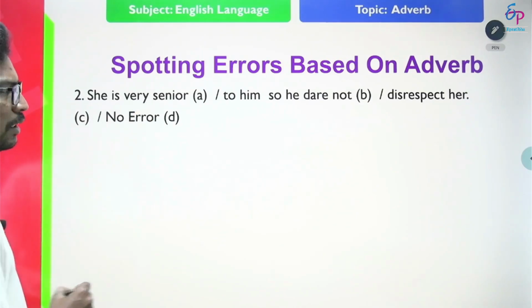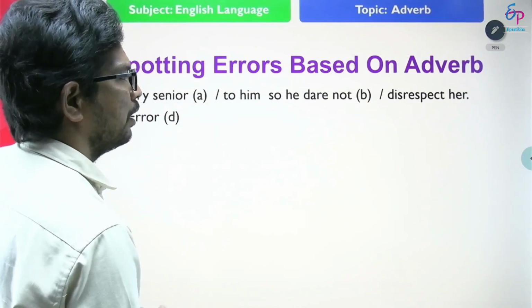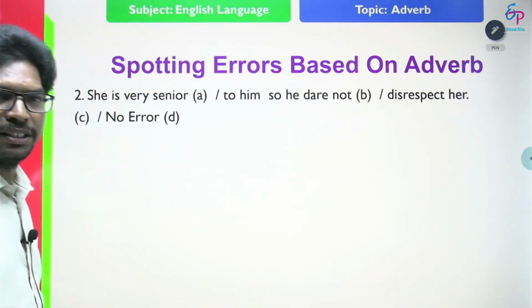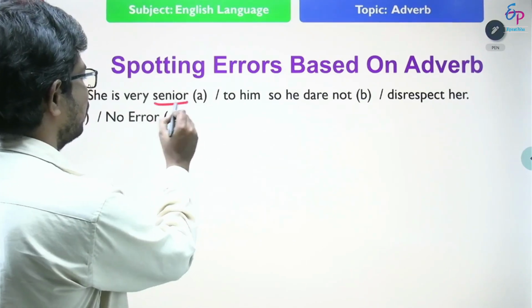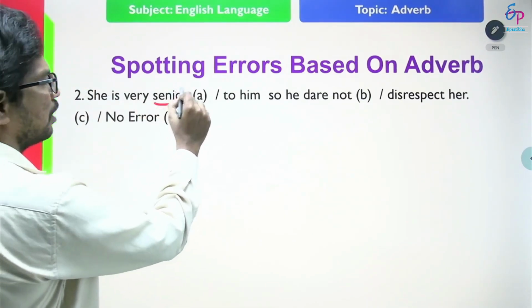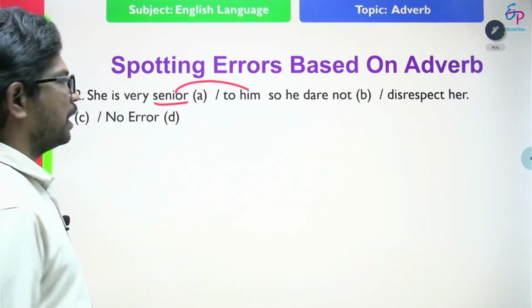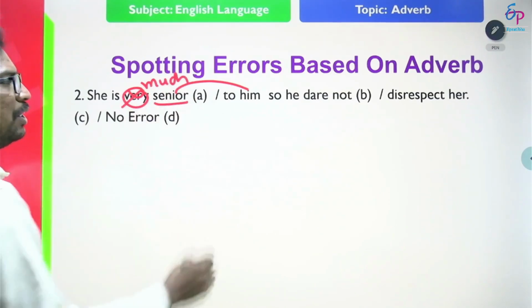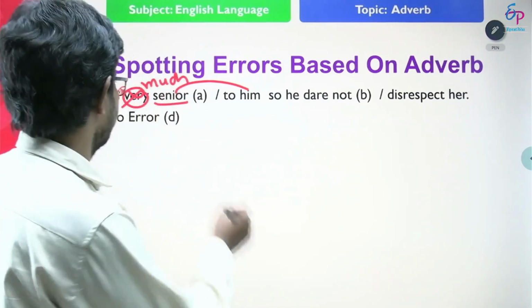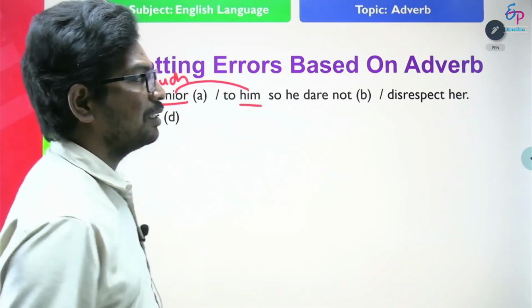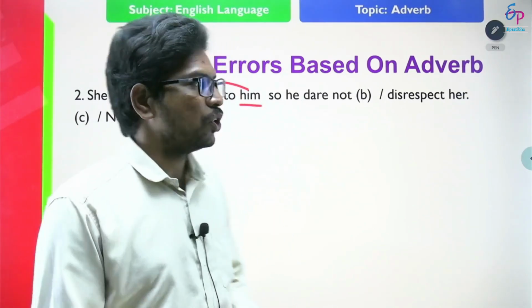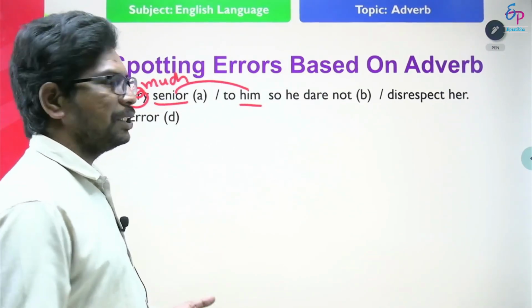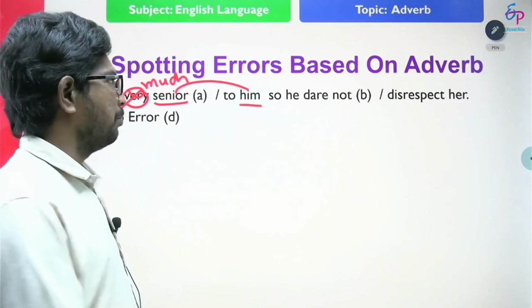See the next statement and find out the error. She is very senior to me, so he dare not disrespect her. In this example, before senior, which is in the comparative degree, we should use only much, not very. She is much senior to me, so he dare not disrespect her is correct. Generally we say she is very senior, but when you compare, we use much, not very.